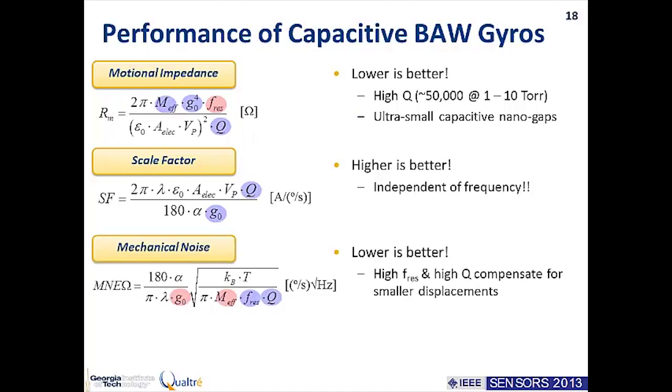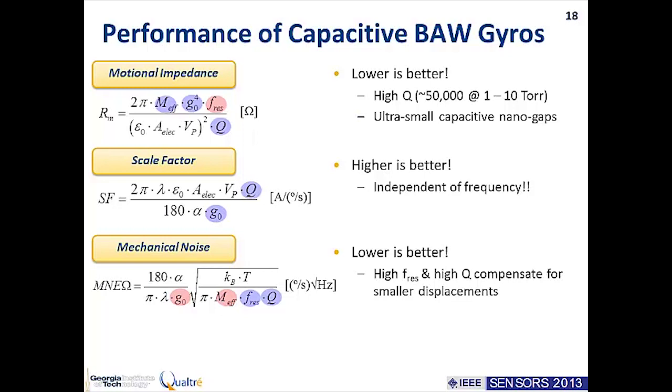Now, if we take a look at the mechanical noise, which basically determines the lowest signal that you can actually measure in your resolution, well, since we said that we need to decrease our gaps to get much better electromechanical coupling, that really degrades our noise. We said that we need a 5 to 6x decrease in the gap to gain back what we lost in the resonance frequency. So that's a degradation of about 5x in noise.